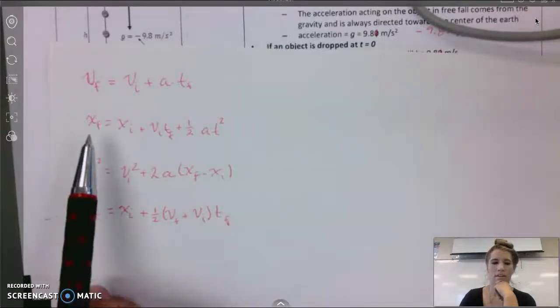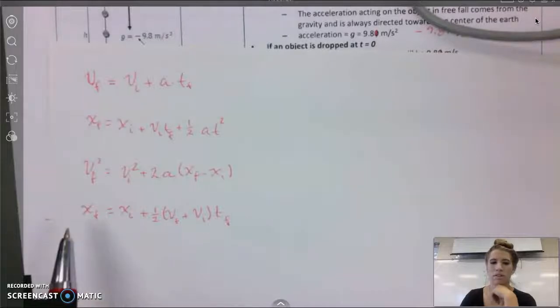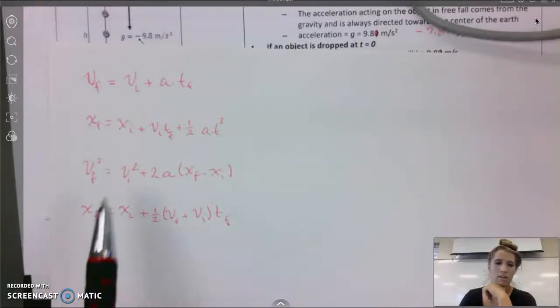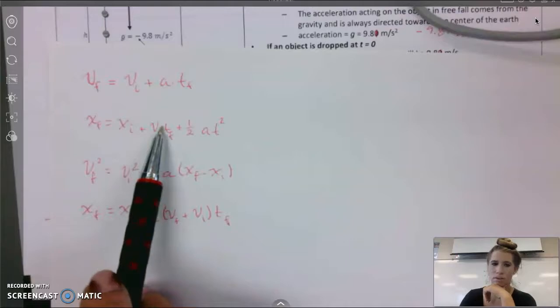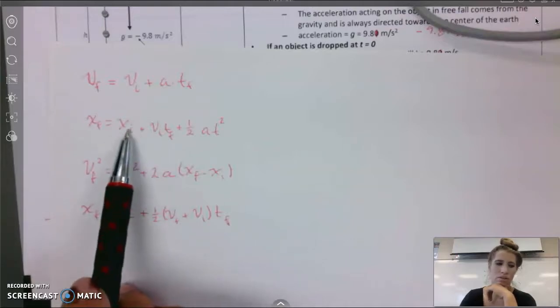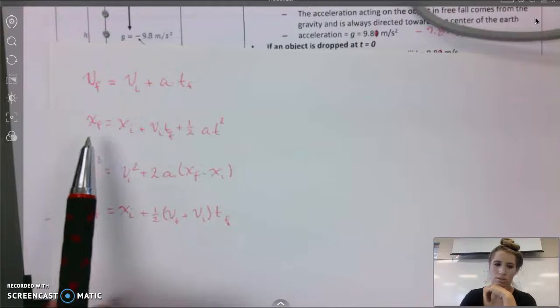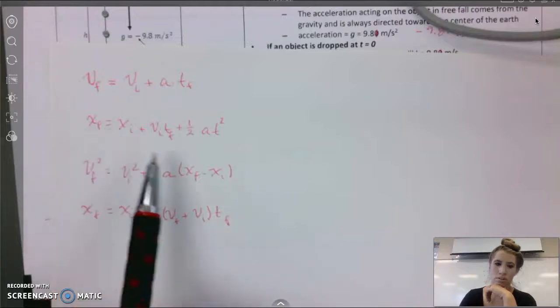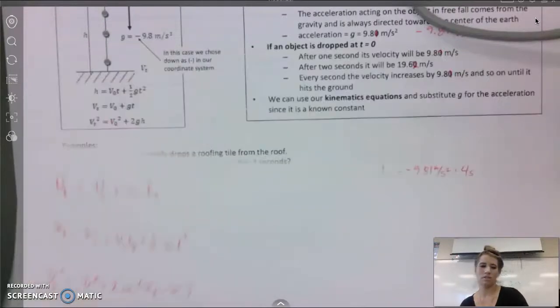Okay. I like this equation, because it's already rearranged for x final. Velocity initial is 0, so this whole component is going to drop out, and x initial is 0, so that's going to drop out. So this becomes a very simple equation. So I'm going to choose to use this one. But you could choose to use any of these, and you'll get the same answer.